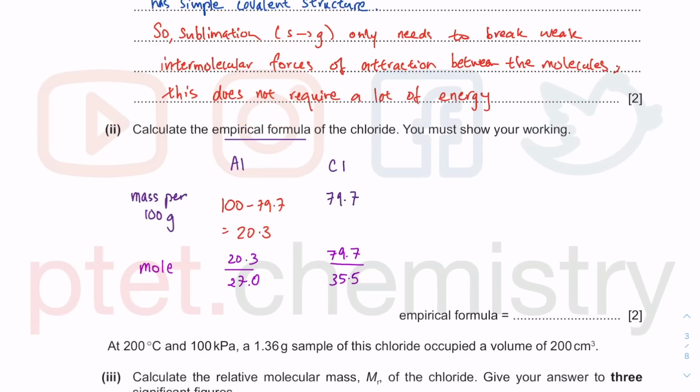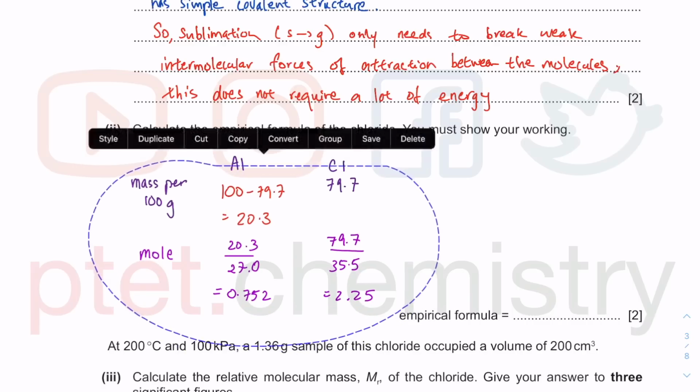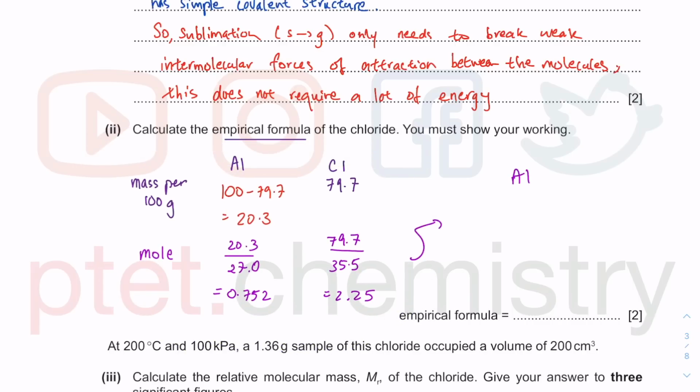So 20.3 divided by 27.0, I get 0.752. 79.7 divided by 35.5, I get 2.25, like that. So what next? Well, I need the simplest ratio, right? Because it's the simplest whole number ratio of the atoms, so the aluminium and the chlorine. To get the simplest whole number ratio, you need to divide by the smallest number, which in this case is 0.752. So that divided by itself is 1. That divided by 0.752, that gives me 2.99. Simplest whole number ratio of the atoms, AlCl3.